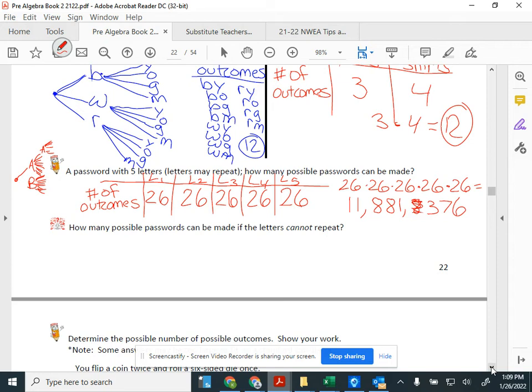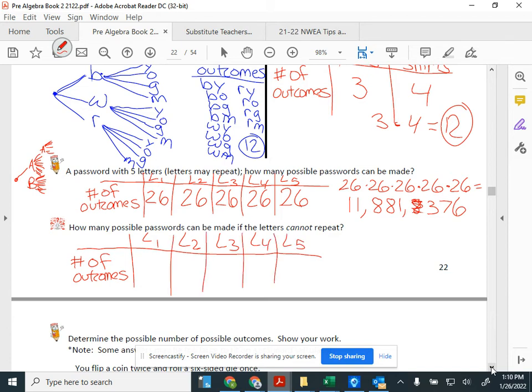Let's look at our next one. It's very important that you read the question completely. And you're going to see the big difference it makes when we read it completely. How many possible passwords can be made if the letters cannot repeat? So I'm going to start off the same way. Number of outcomes. And we have letter 1, letter 2, letter 3, letter 4, and letter 5.